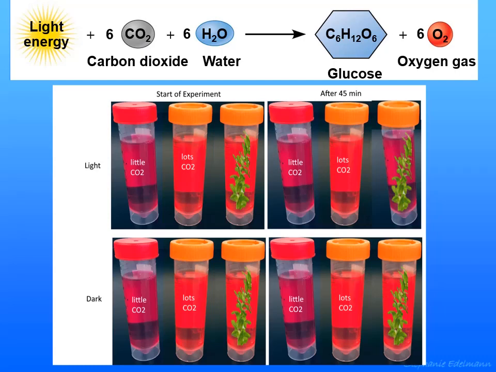In the light condition, you have a red tube, so it changed. So something changed about the amount of CO2 there. Is it more CO2 now, or is it less CO2? And what does that tell you about what was going on with regards to photosynthesis?